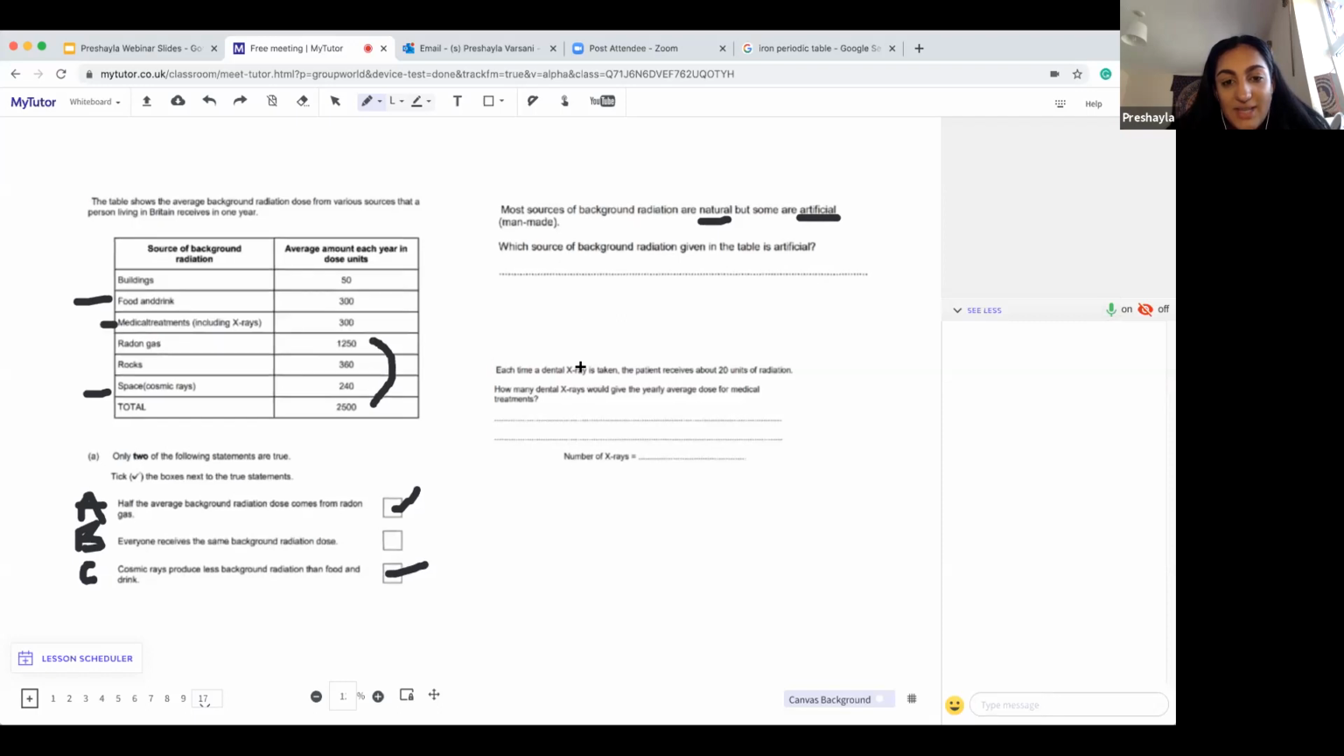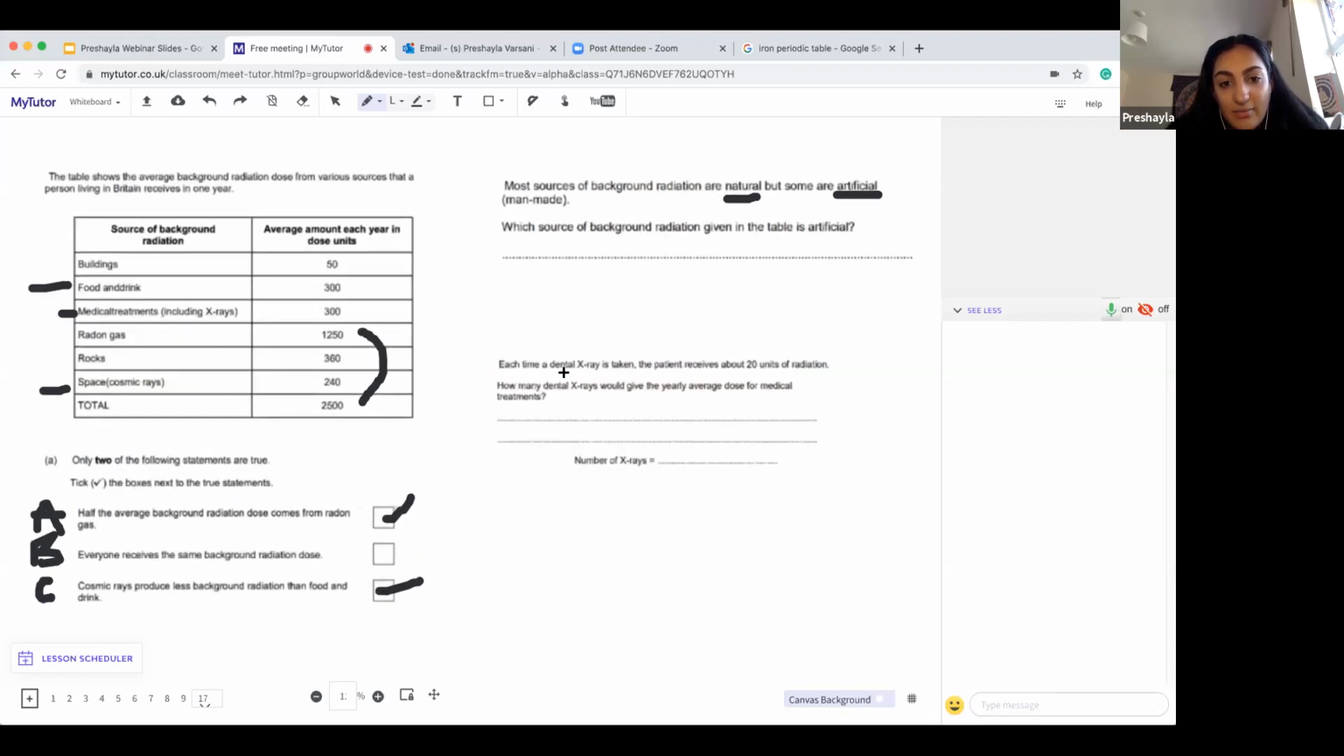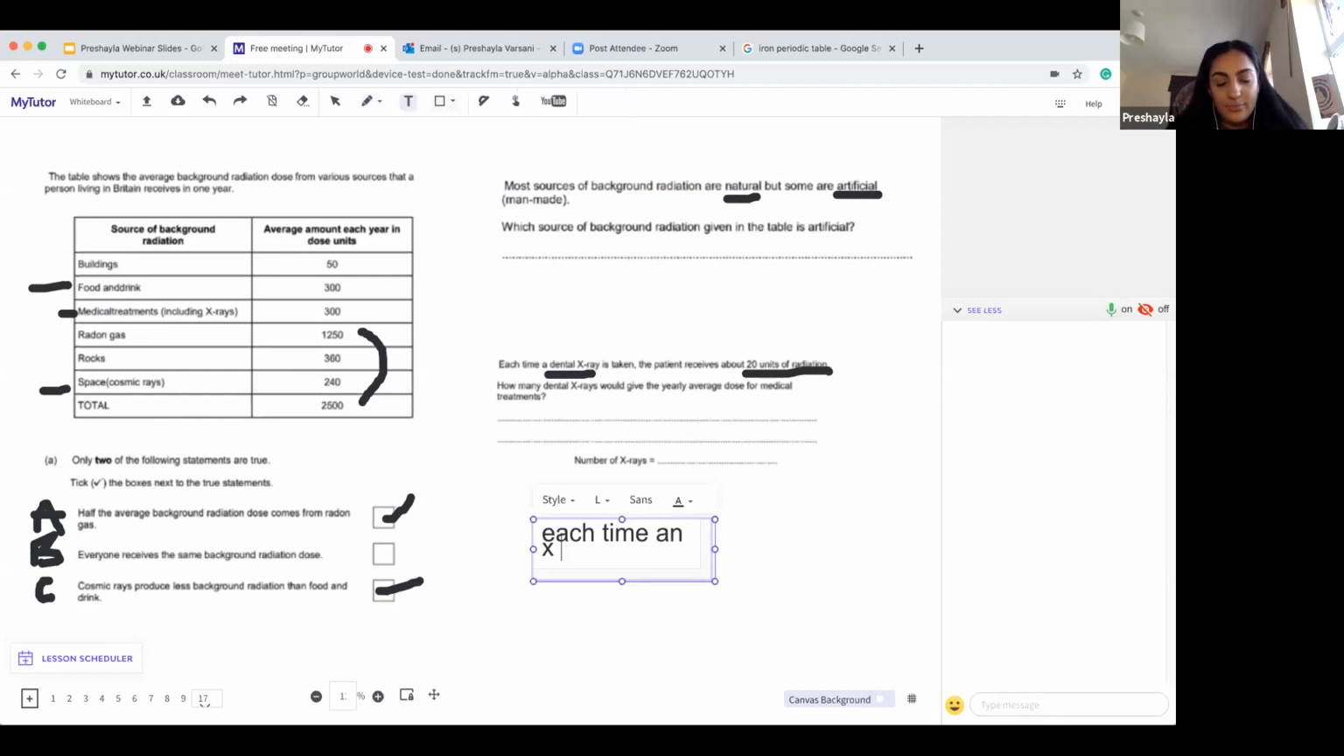Each time a dental X-ray is taken, the patient receives about 20 units of radiation. Sorry, that might be a bit small. Each time an X-ray is done, 20 units are received by the patient.